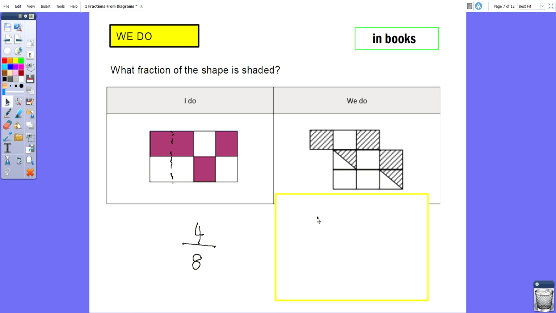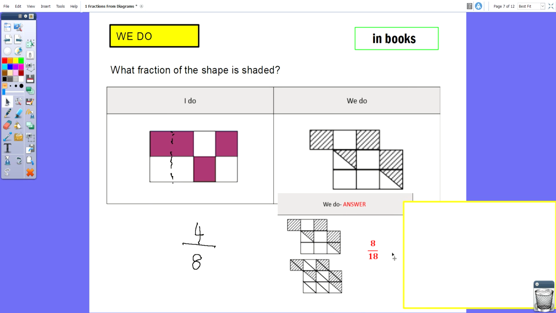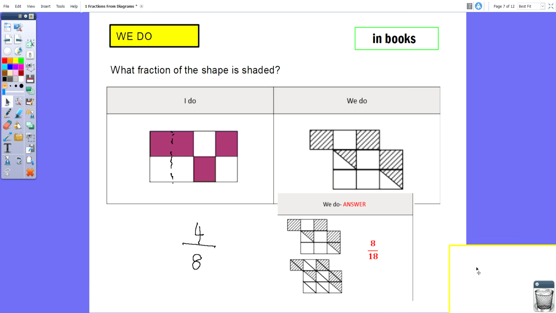Okay, so you should have split your shape up into these triangles here. The triangles are the smaller shape, so I've split all of my squares into those triangles. I count out how many total triangles there are. So there are 18 total triangles, and out of all of those 18 triangles, 8 are coloured in. So 8 over 18 is my answer for this one here. Well done if you got it. Give it a big red tick if you did get it right.